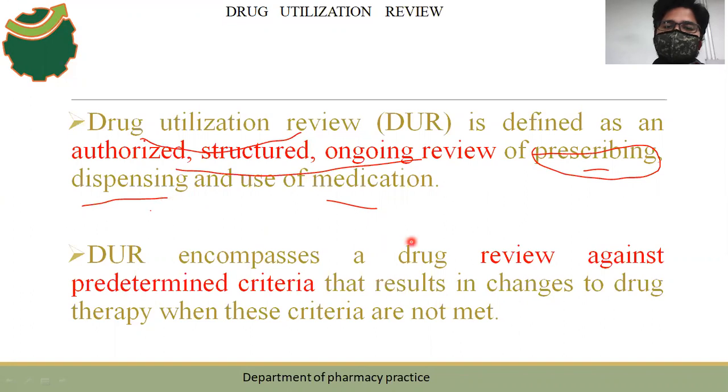So in your drug utilization review, what we are going to do is review the prescribed drug against predetermined criteria. The prescribed drugs against the predetermined criteria means whether the prescription, or the drugs which have been prescribed to the patient, is according to the set of guidelines or not. That is what we are going to see.